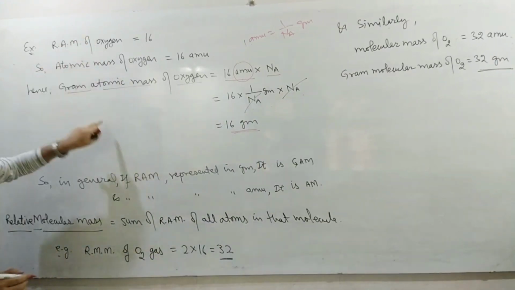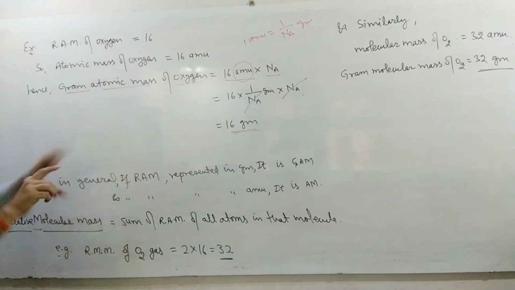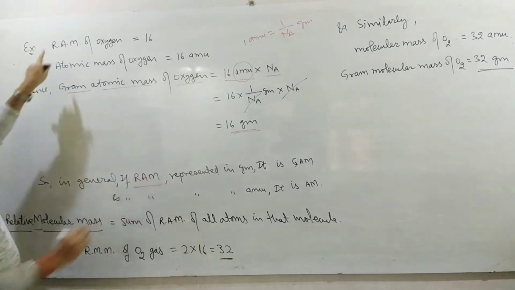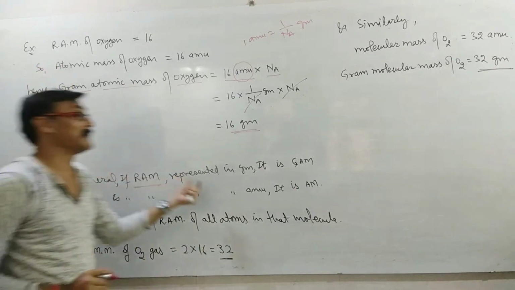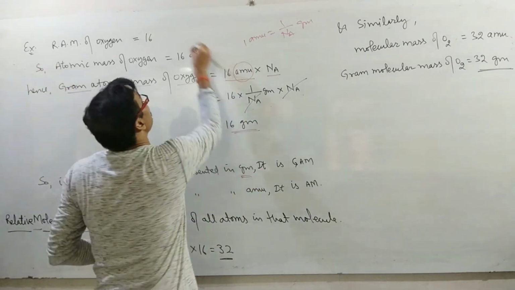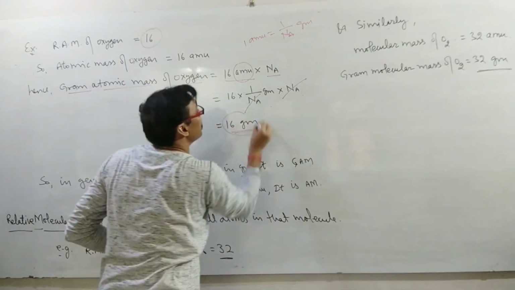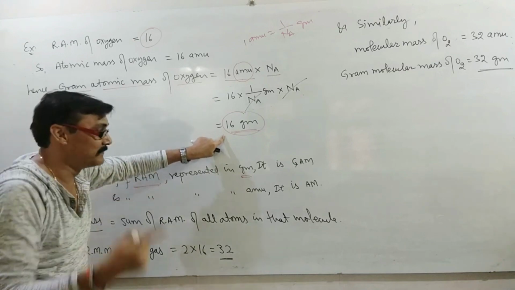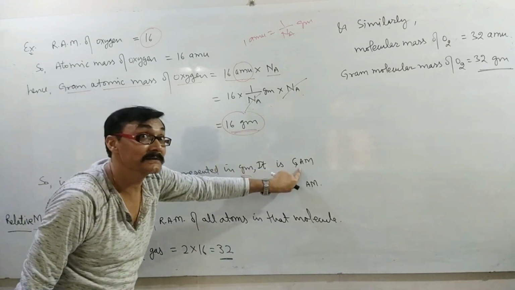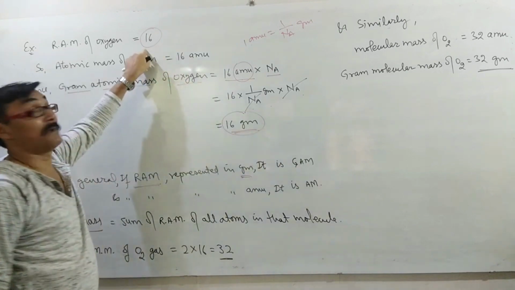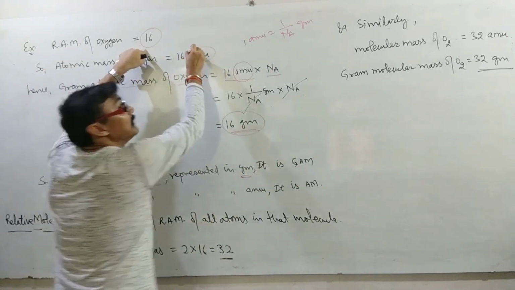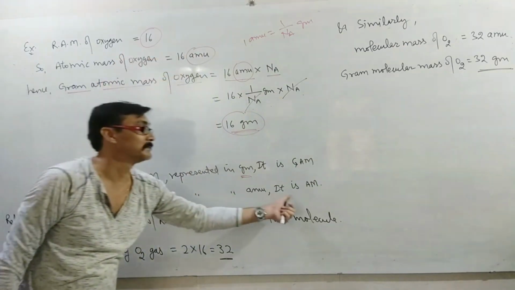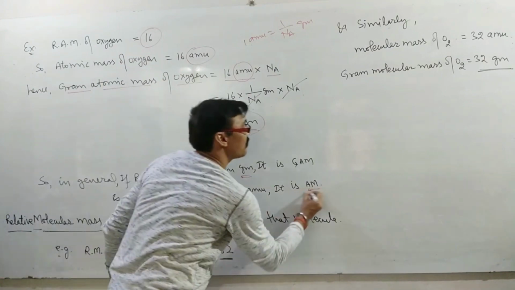From this observation, in general, we can learn that if relative atomic mass of any element is represented in gram, then it becomes the mass of 1 mole atoms, that is gram atomic mass. And if relative atomic mass is represented in AMU, then it is atomic mass, that is mass of 1 atom. Here AM, atomic mass.